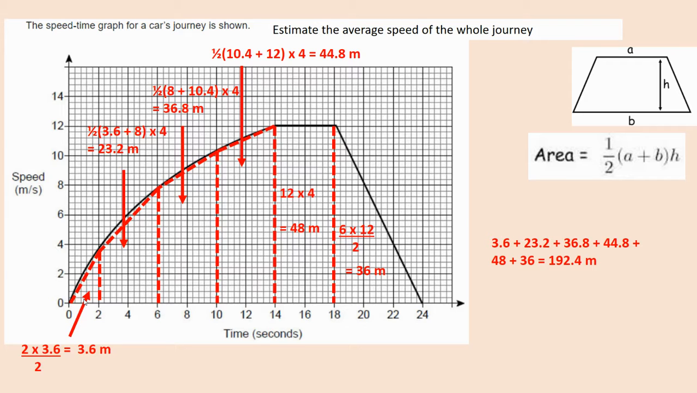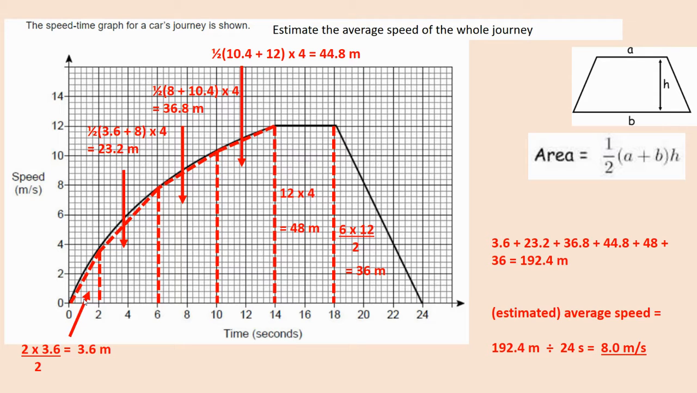We then need to use that to estimate the average speed of the whole journey. So remember, the average speed is going to involve the distance travelled and the time that we spent travelling. Therefore, our estimated average speed is going to be 192.4 divided by the 24 seconds, which to one decimal place is 8.0 meters per second.